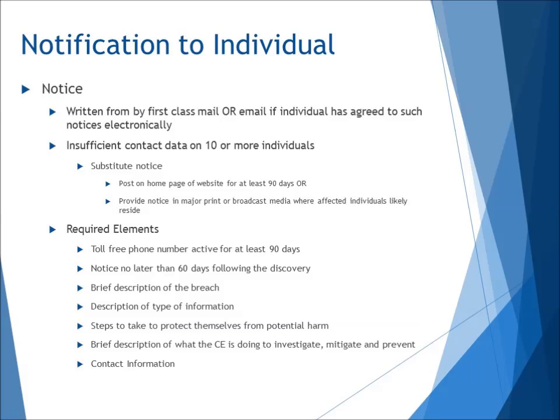The elements that you must have within that notice is a toll-free number that's active for at least 90 days. The notice has to be no later than 60 days following the discovery. There needs to be a brief description of the breach that had occurred, describe the type of information that was contained in the breach, what steps they need to take to protect themselves from potential harm, a description of what the covered entity is doing to investigate, mitigate, and prevent this type of breach happening again, and then also contact information.